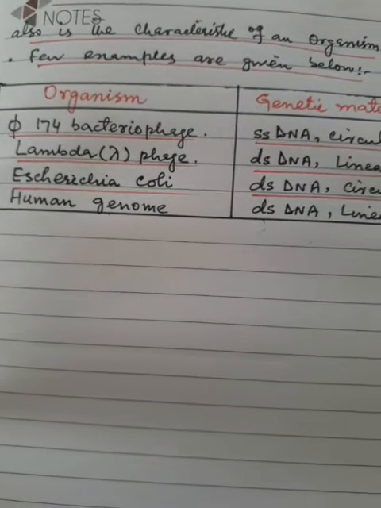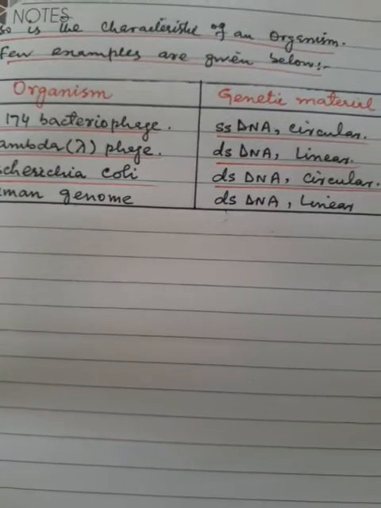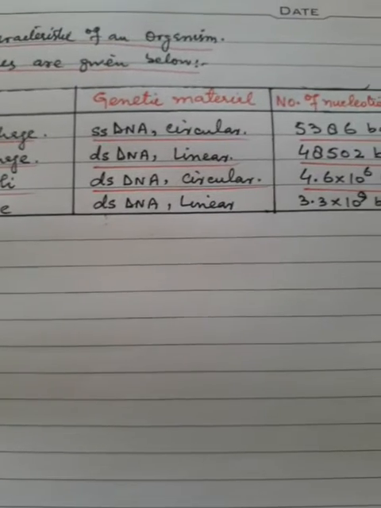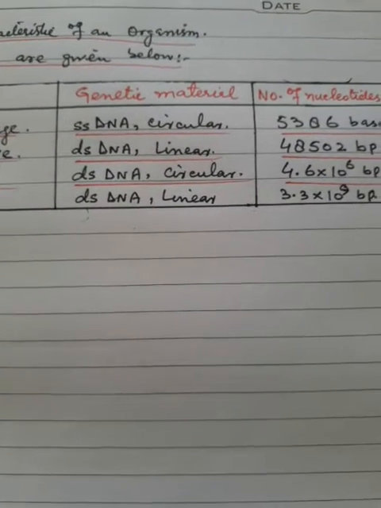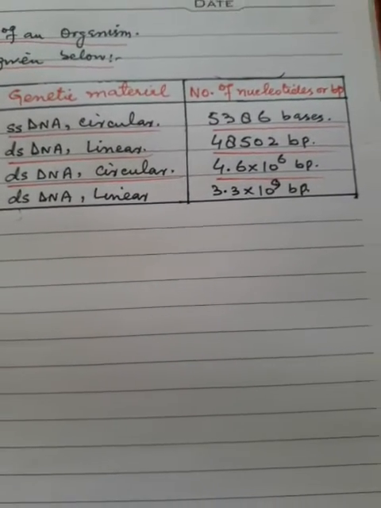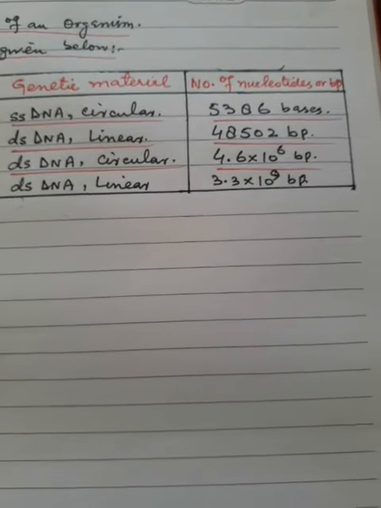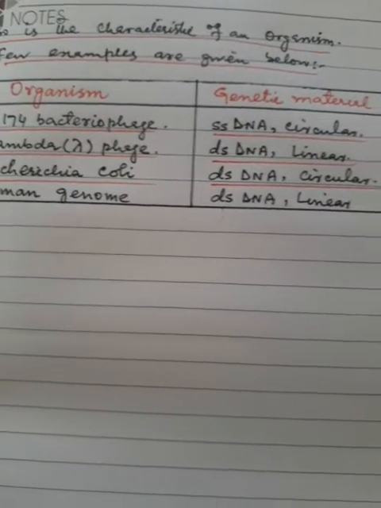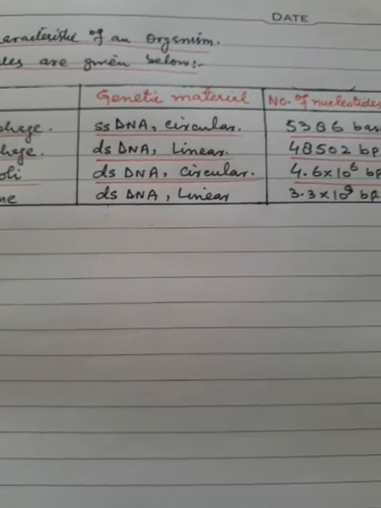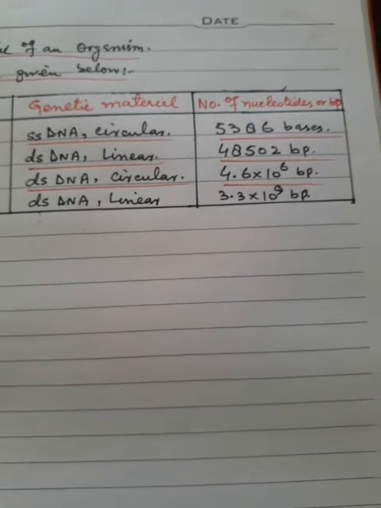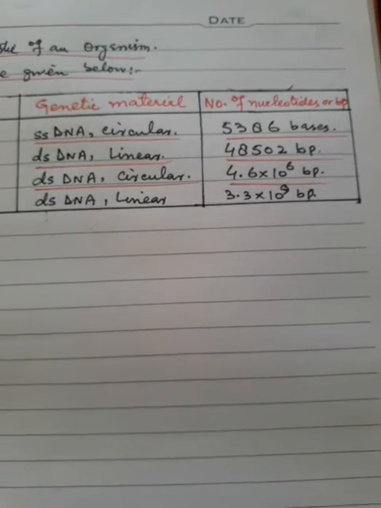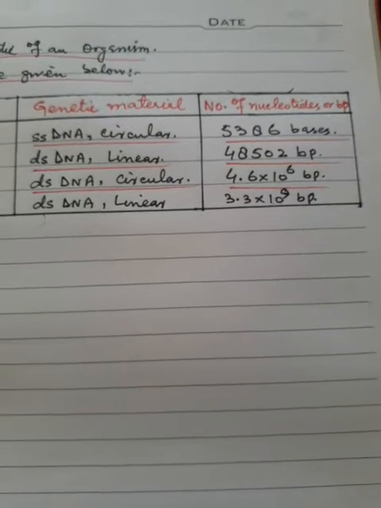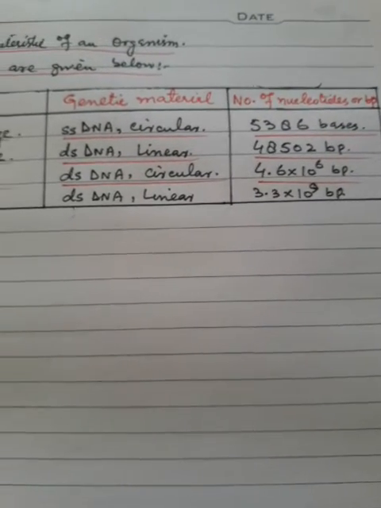Organism Escherichia coli, genetic material DS, that is double stranded DNA circular, number of base pairs 4.6 into 10 raised to power 6 BP. Human genome, genetic material double stranded DNA linear, number of base pairs 3.3 into 10 raised to power 9.